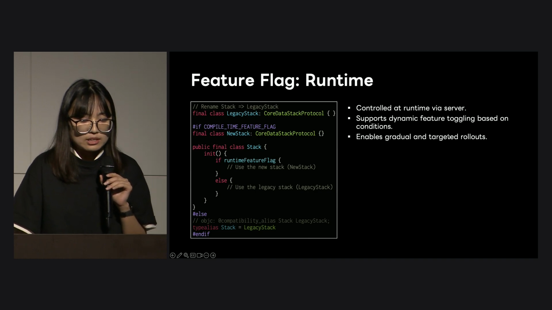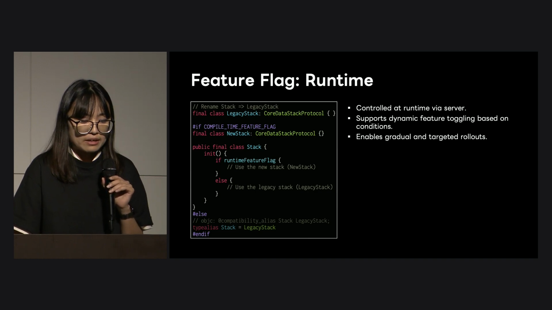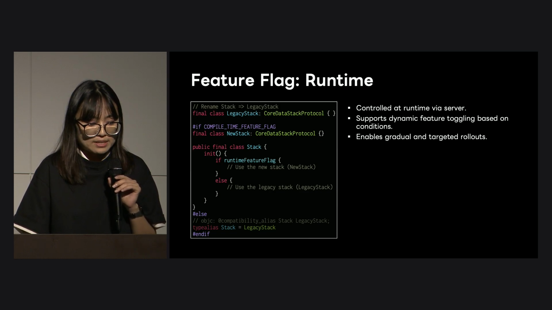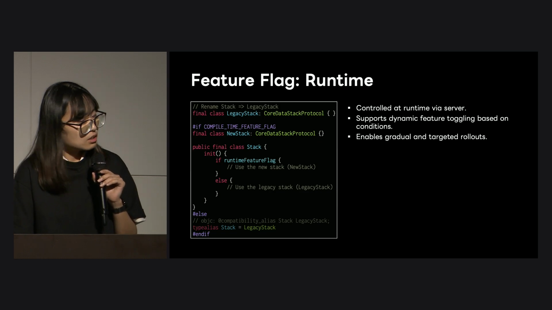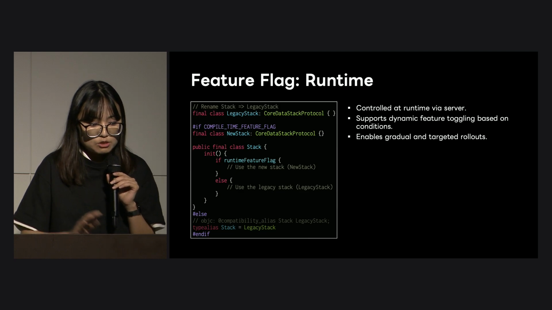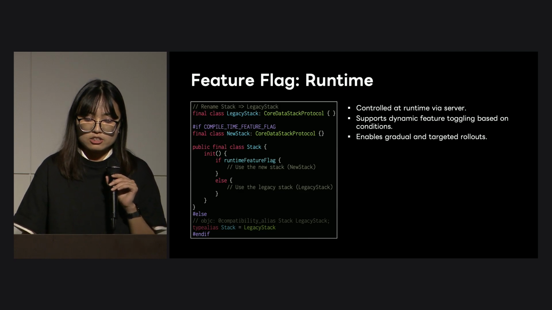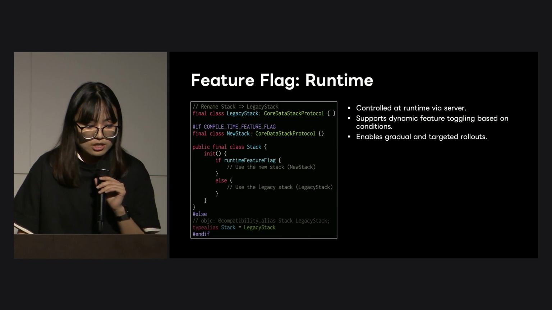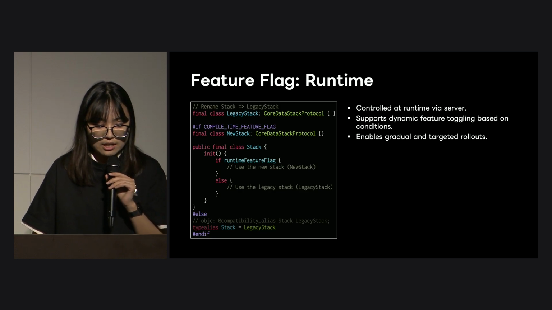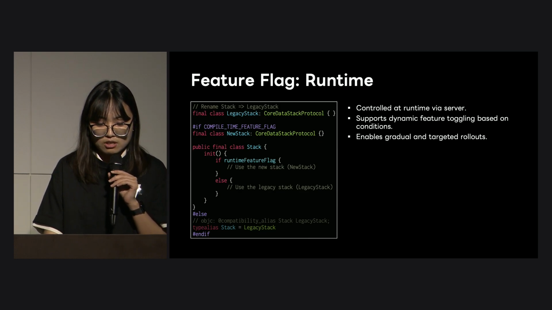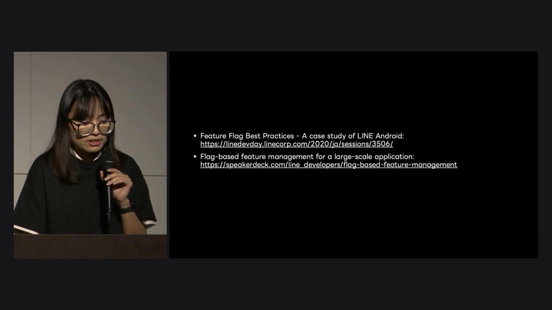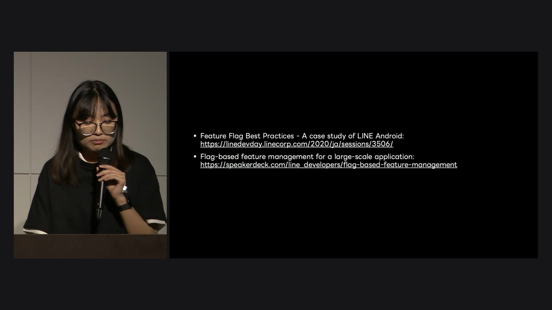The second type is a runtime feature flag, which is controlled by the server at runtime. It enables dynamic toggling based on certain conditions. Not just this project, the feature flag strategy is widely used across LINE projects. If you are interested in learning more, please check out our past presentations on this topic. Here are some links to these presentations.